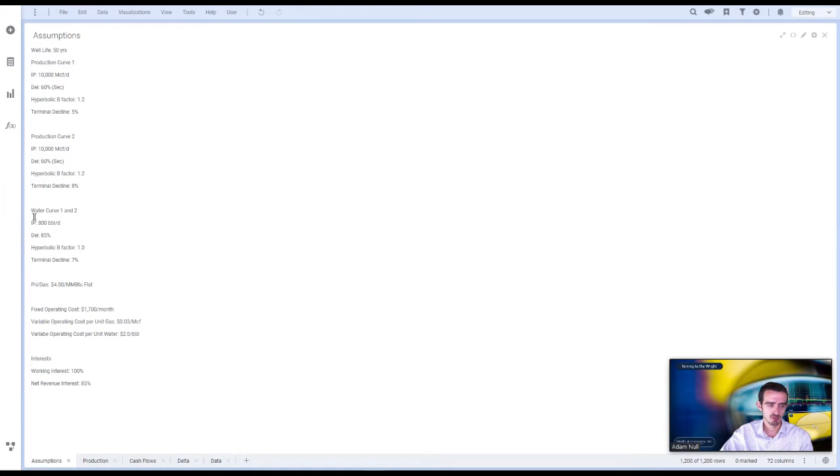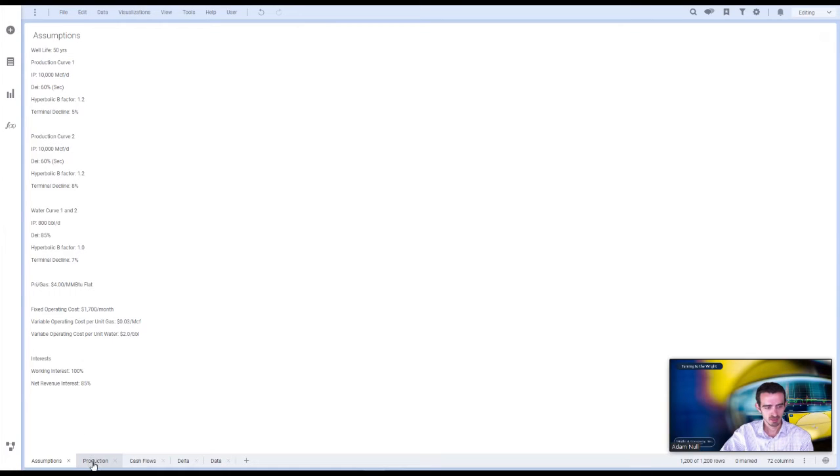We have one water curve that we'll use for both scenarios 1 and 2. IP will be 800 barrels per day, 85% initial decline, B factor of 1, and a terminal decline of 7. And that water forecast will be used just for the expenses. Our gas price, we're assuming a $4 flat gas price, fixed operating cost of $1,700 per month, variable gas operating cost of 3 cents an MCF, variable water disposal cost of $2 a barrel. The interests used were 100% working interest and 85% net revenue interest.